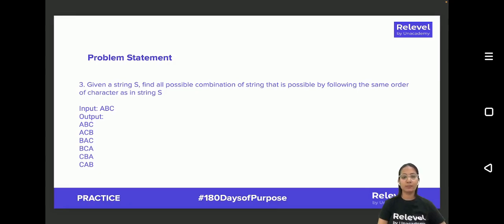First, we'll take a look at the problem statement. Then we'll figure out an optimized way to solve the problem, followed by the implementation of the algorithm that we discuss. Okay, so let's take a look at the problem statement.